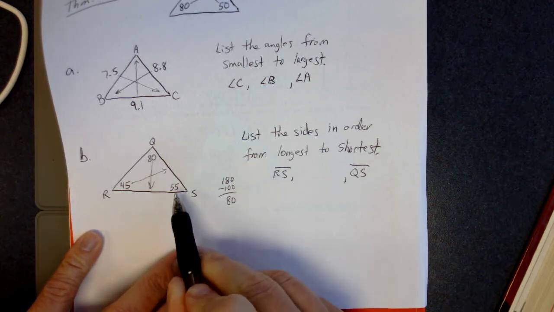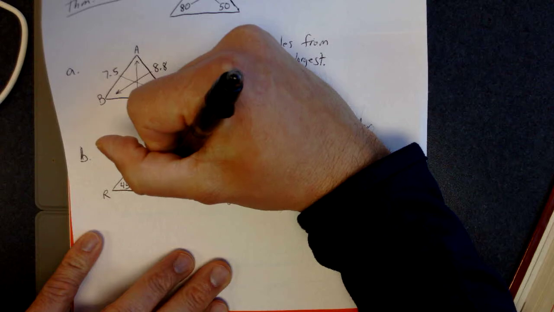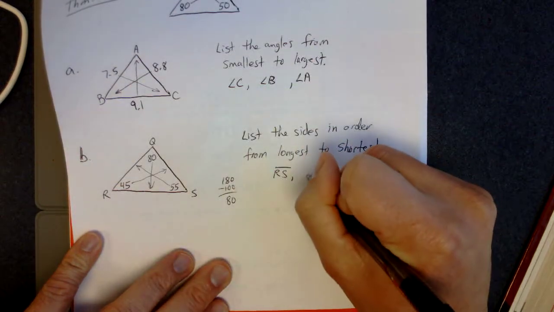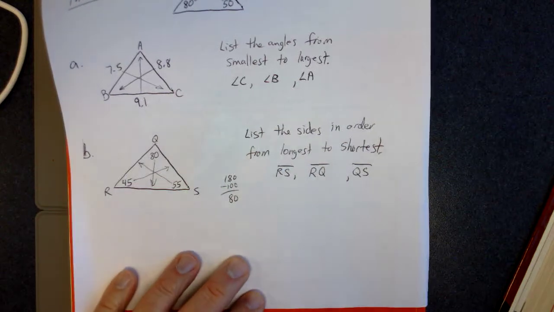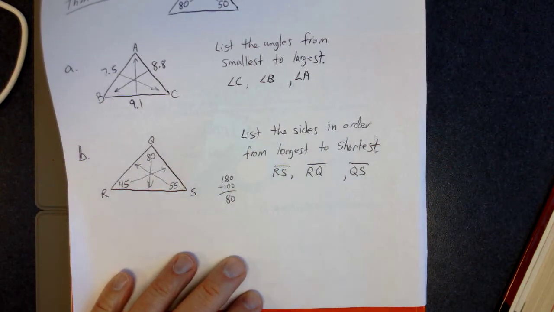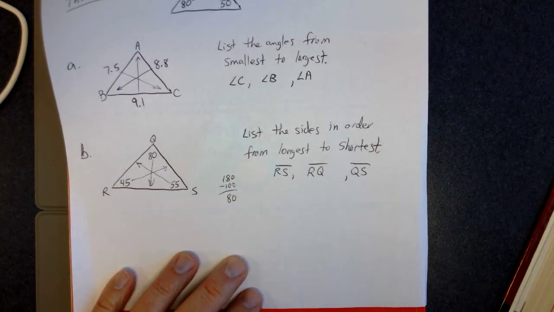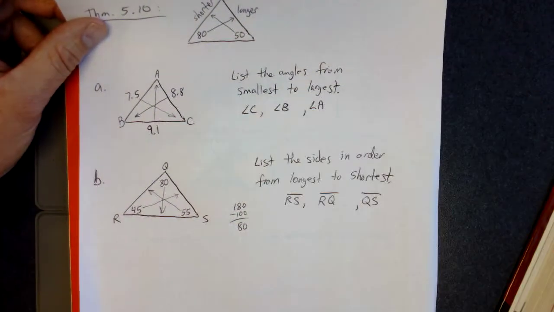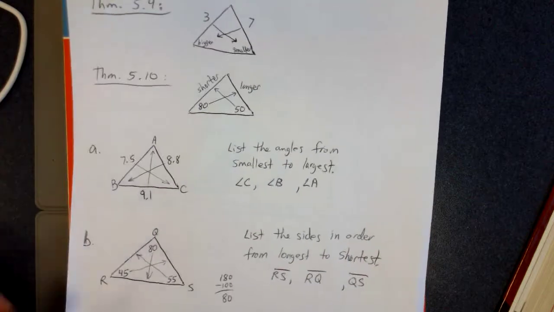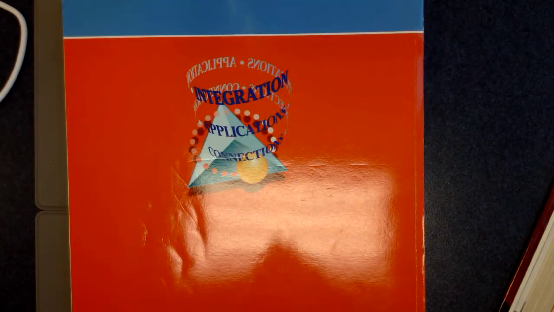And then the middle angle here is 55. If you go across from there, you've got RQ. RQ is going to fit in the middle. From longest to shortest, you have RS, RQ, and QS. So these are the two main examples of how they're going to have you do this. There is a third option that will show up occasionally.